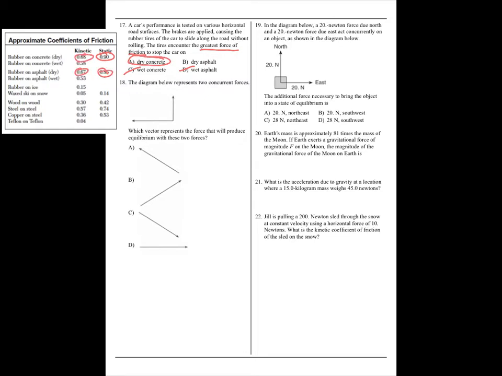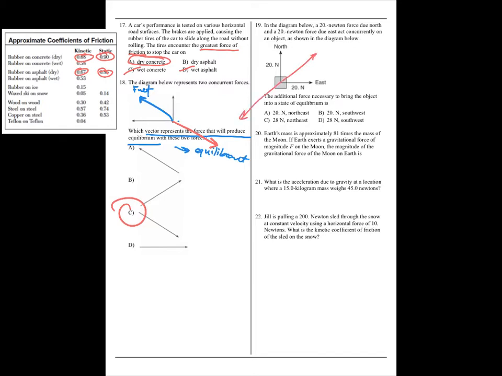Now number 18 and 19 are for the honors class because they have to do 2D stuff. We're looking for the vector that represents the force that will produce equilibrium. So that puts this whole thing into equilibrium. This here is our net force, the combination of the two vectors. So we're looking for the equilibrium, which is equal in magnitude but opposite in direction. Choice C. Applying the same idea to 19, net force is this way, equilibrium is the other way.